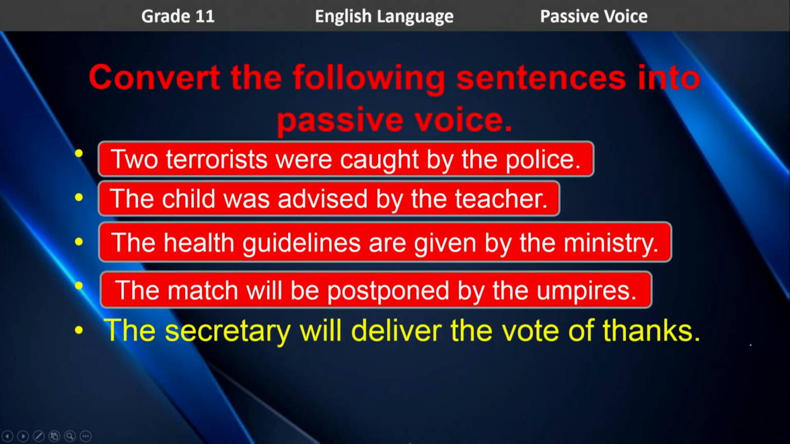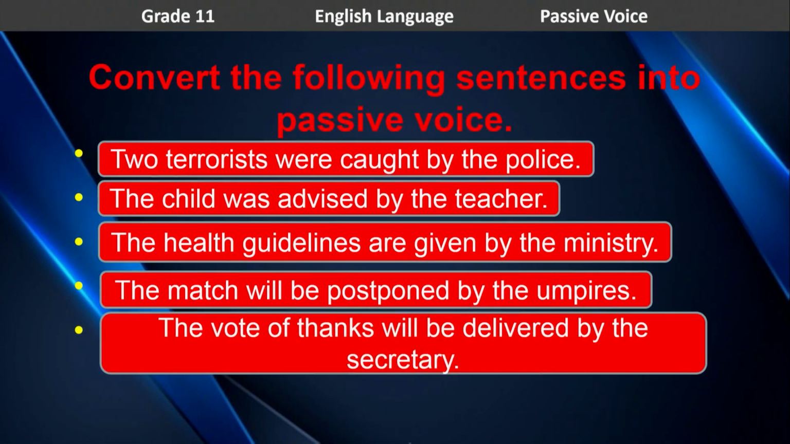The umpire will postpone the match. The match will be postponed by the umpires. The secretary will deliver the vote of thanks. The vote of thanks will be delivered by the secretary.